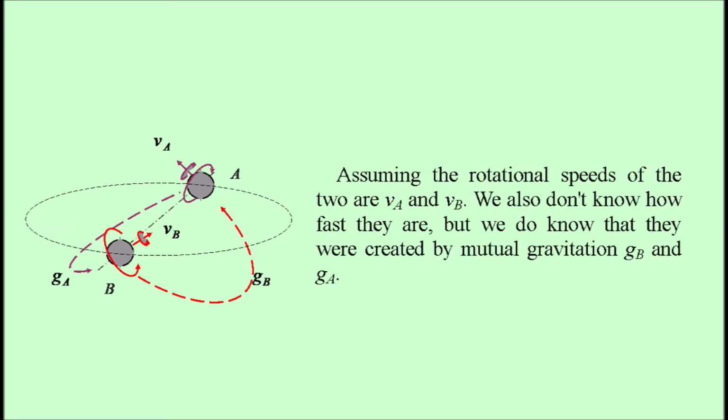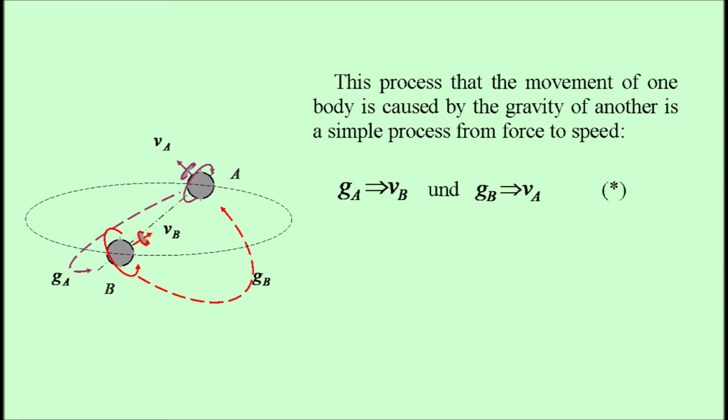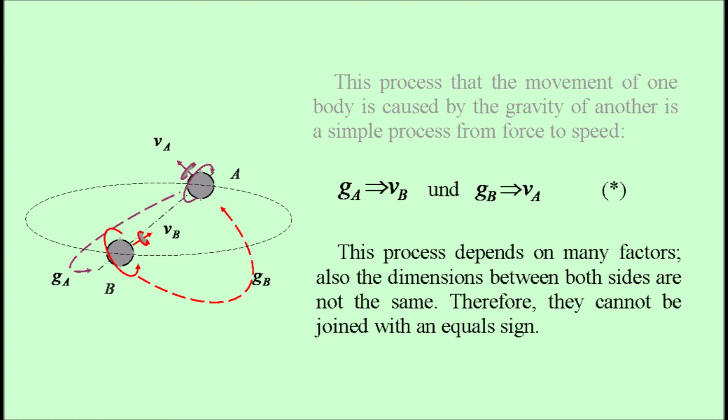Assume the rotational speeds of the two are va and vb. We don't know how fast they are, but we do know that they were created by the mutual gravitations Gb and Ga. This process, in which the movement of one body is caused by the gravity of another, is a simple process from force to speed. This process depends on many factors, and the dimensions of both sides are not the same. Therefore, they cannot be joined with an equals sign.